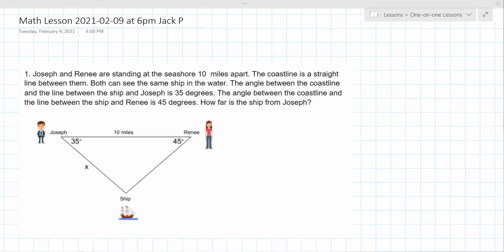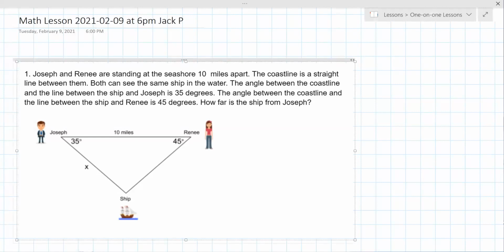Okay. All right, so Joseph and Renee are standing at the seashore 10 miles apart. The coastline is a straight line between them. Both can see the same ship in the water. The angle between the coastline and the line between the ships is 35 degrees. The angle between the coastline and line between the ships is 45 degrees. How far is the ship from Joseph? So we're trying to find X. Is that right? I think so, yeah.